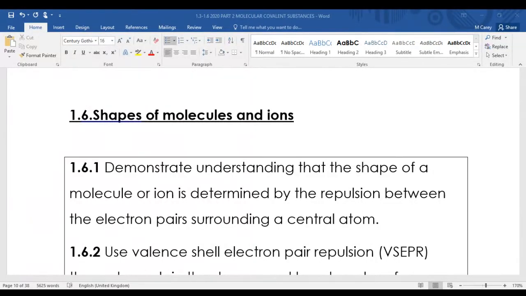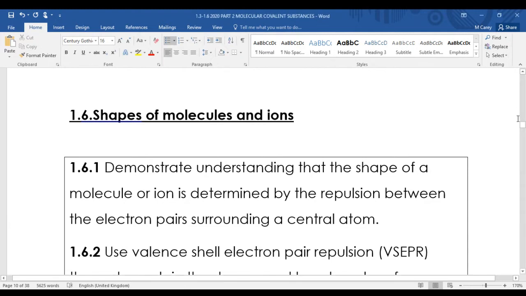This video is an introduction to VSEPR theory and how that affects the shapes of molecules and ions. Now, there's a good bit of learning and understanding in this, so it'll require a lot of practice. We're going to start by having a look at the specification. This is on page 9.